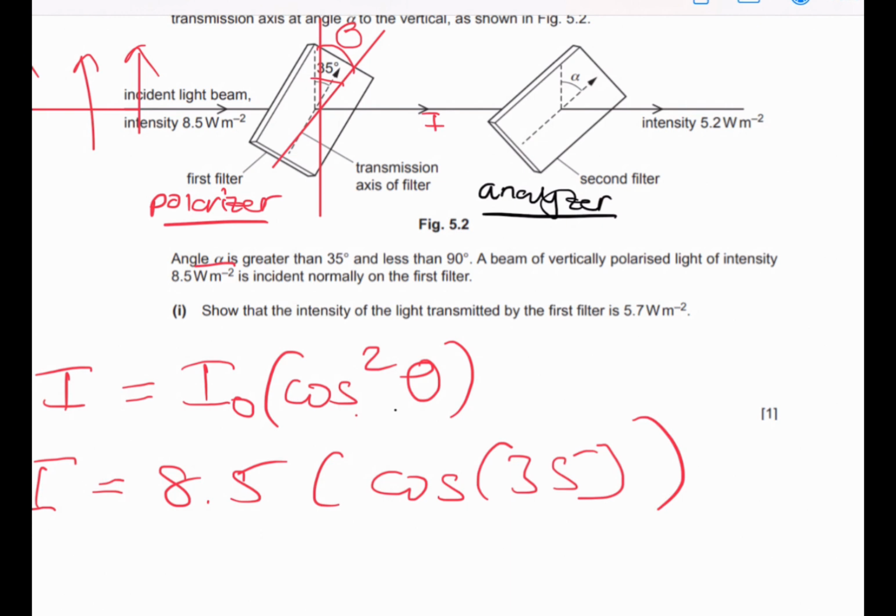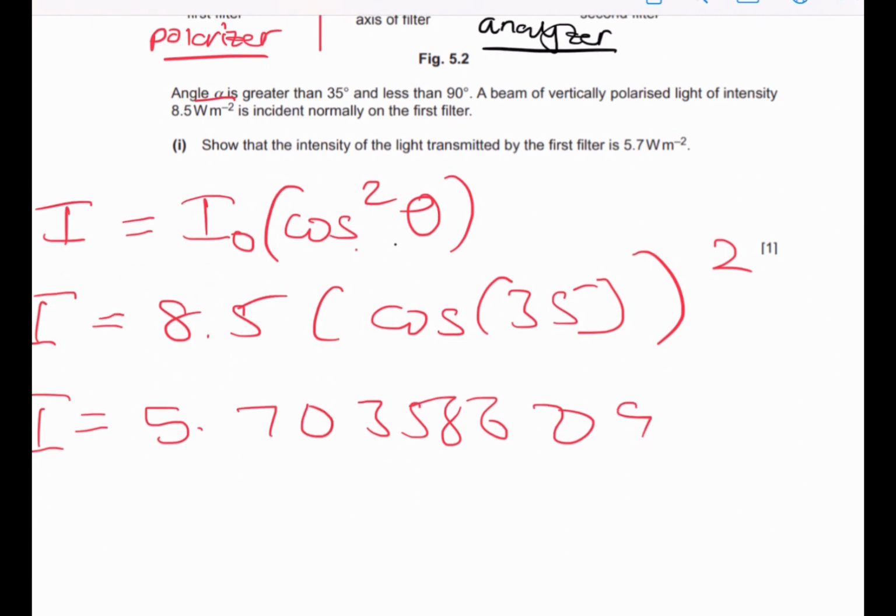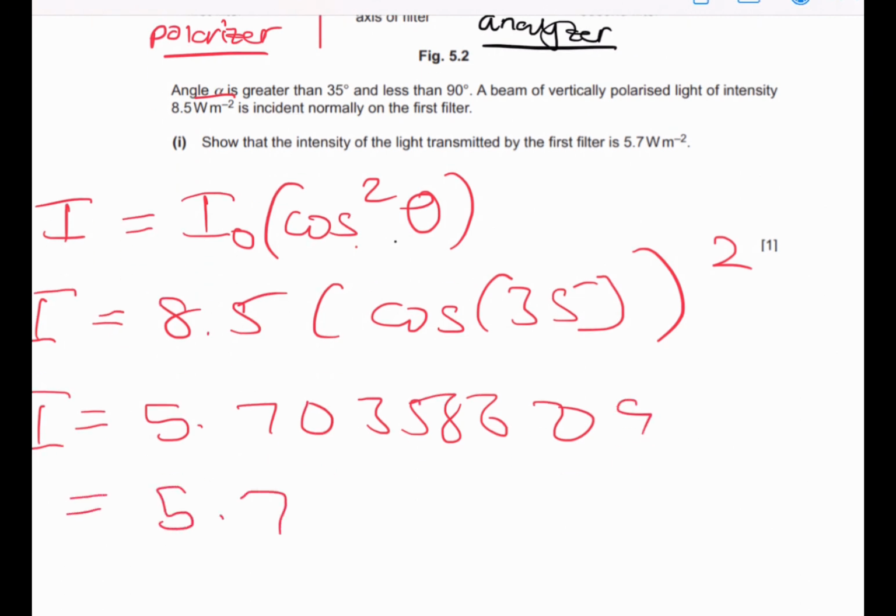And how do you punch in the square of that? You go to your calculator and you type 8.5 cos 35, put all of that in brackets and square that. That's how you punch in cos squared of theta. So your intensity would therefore be equivalent to 5.703586, something like that, and that gives you an intensity of 5.7.